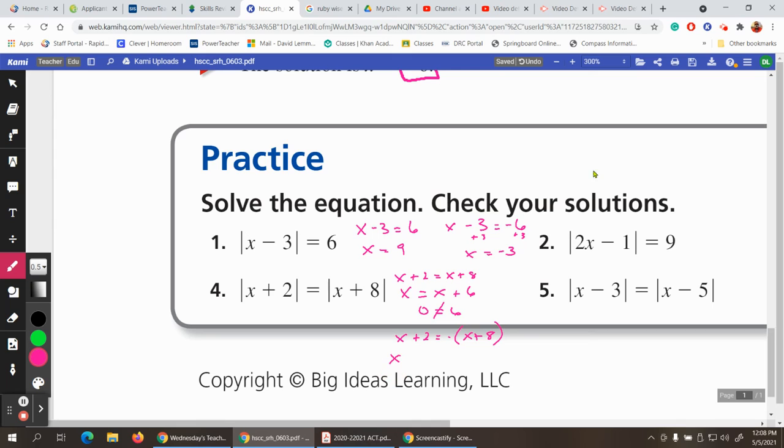But this gives you x plus 2 equals negative x minus 8, which if you add an x to each side, we'll move that over here. That's going to be 2x. Subtract the 2. That's going to be 2x equals negative 10. x equals negative 5. And so the answer for 4 would be x equals negative 5.